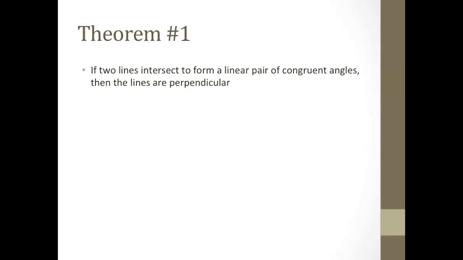the lines are perpendicular. In other words, here are two lines G and H. If they intersect, and you know that they form a linear pair that are congruent, that means you know that the lines are perpendicular. Now, if you have a linear pair, that means that the two angles must add up to 180 degrees. And if they're congruent, then they have to be the same angle measure. In that case, they would have to be 90 and 90. Now, if you form 90-degree angles, you know that the lines are perpendicular to each other.